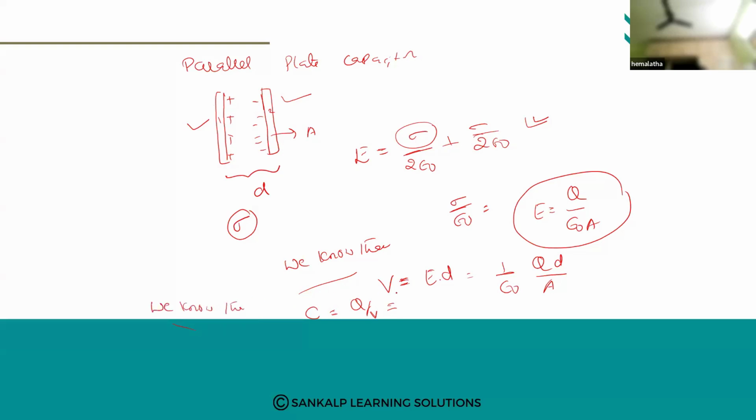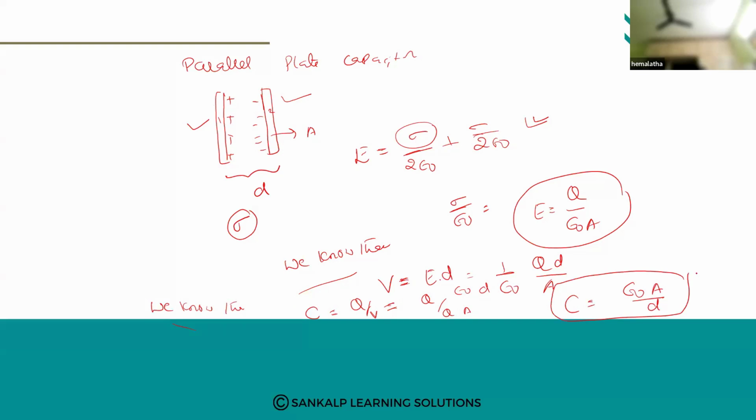capacitance of a capacitor is given by C is equal to Q by V. It's very important. And C is equal to what? Q is what here? Q, and V is how much? 1 by epsilon naught. Then what happens? Epsilon naught comes out, Q gets cancelled, correct? A comes, D, correct? C is equal to epsilon naught into A divided by D, that we arrived.